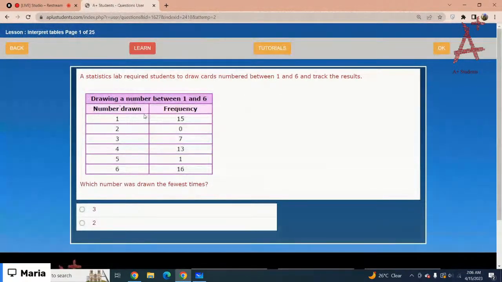A statistics lab required students to draw cards numbered between 1 and 6 and track the result. So here are the results. What number was drawn the fewest times? You need to see here is the number drawn and here is the frequency. So you just see which frequency is the lowest value. The lowest value is 0. That means when they drew the cards, 2 never appeared. So it would be 2 that was drawn the fewest times.